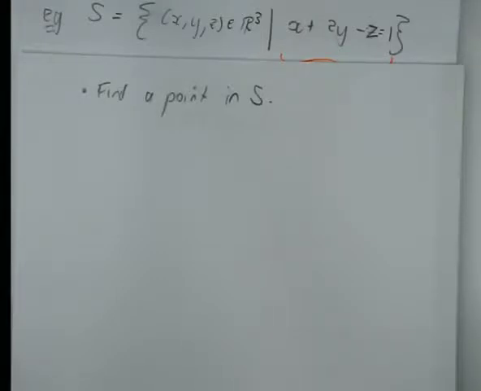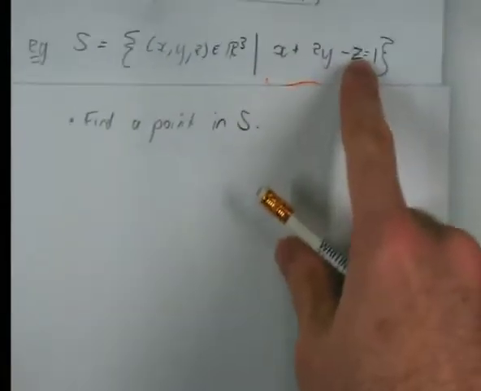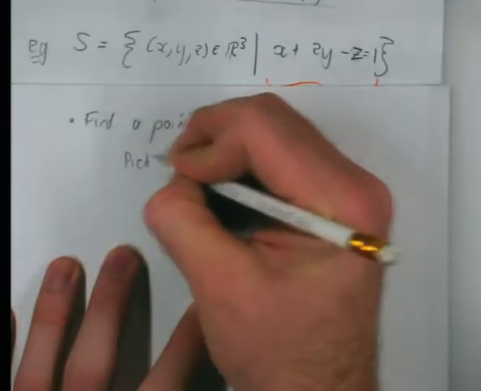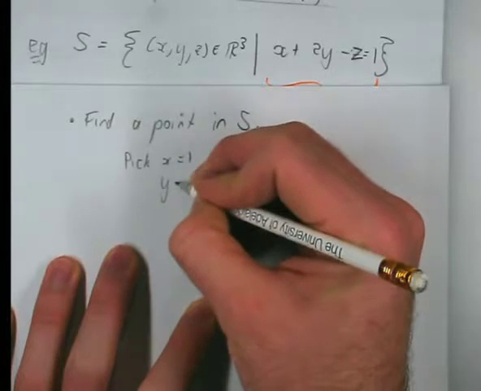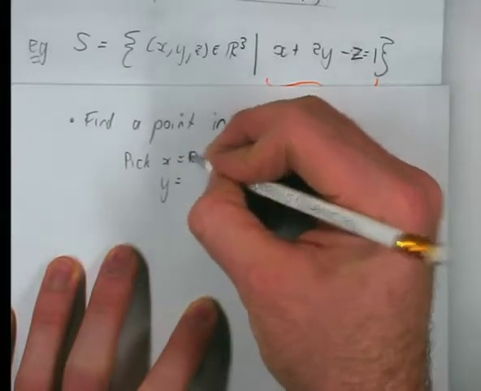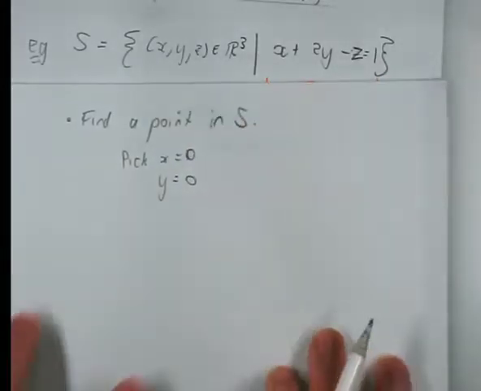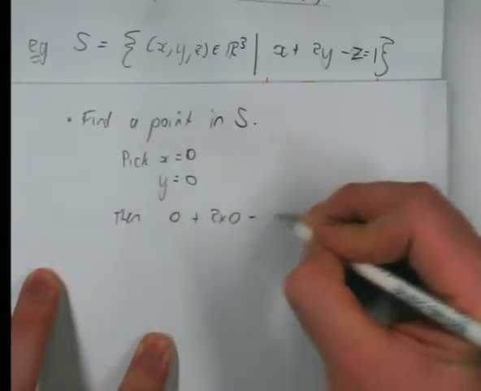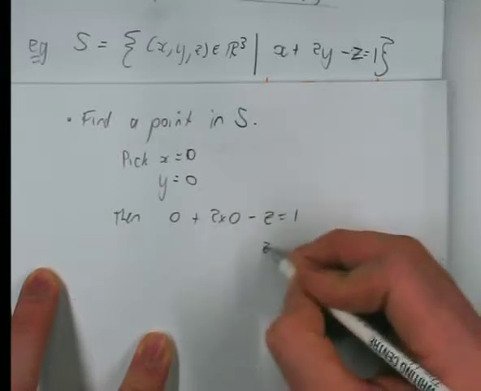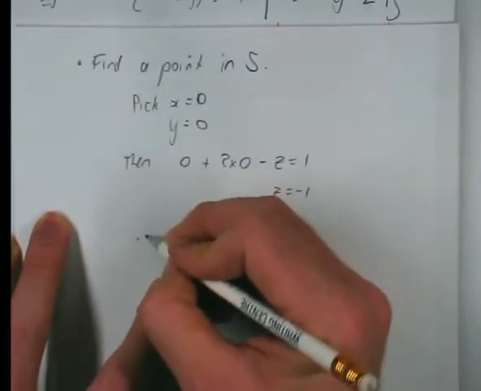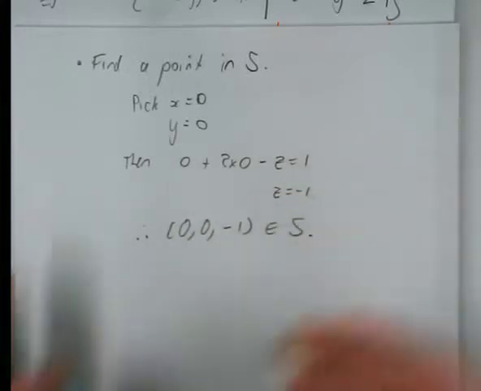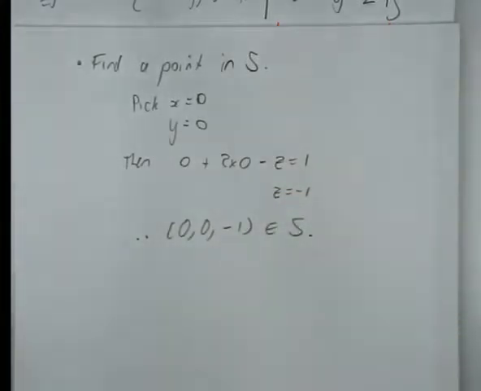The other way would be to know that this equation has 3 unknowns, so if I pick 2 of them, it should be possible to figure out the other one. So pick x equals 0 and y equals 0, because they're really simple. Then 0 plus 2 times 0 minus z would have to be 1. That would mean that z would be minus 1. So therefore, the point (0, 0, -1) is in S. I can make a point like that, but I have to do a bit of work.